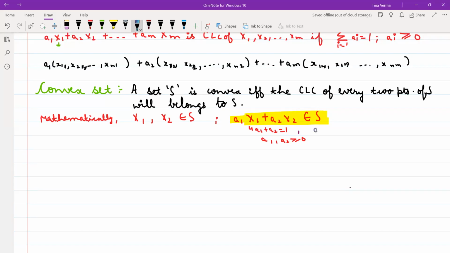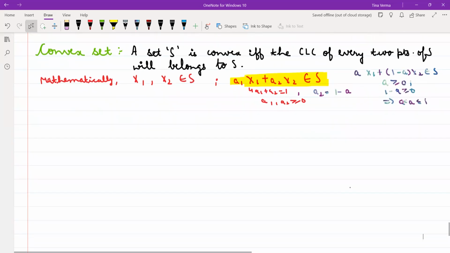In some of the books, because you are taking 2 numbers and the sum should be 1, one can depict from here that A2 is nothing but 1 minus A. So some books write like this: A into x1 plus 1 minus A into x2, that should belong to S. That has the same meaning, and here you should have the condition that A should be greater than or equal to 0. Right? So the other number will automatically depend on this number. A and 1 minus A will be greater than or equal to 0, so your A should lie between 0 and 1, right?